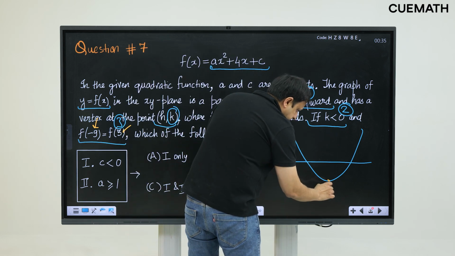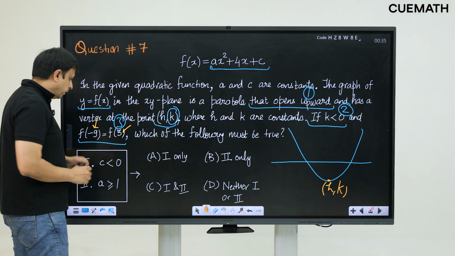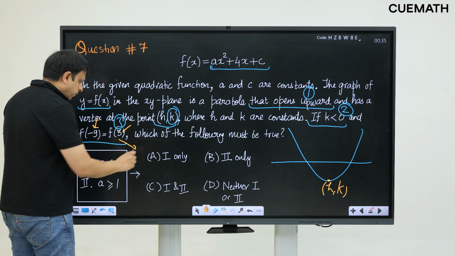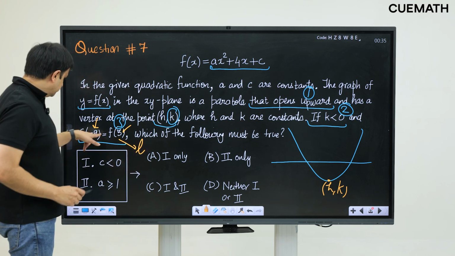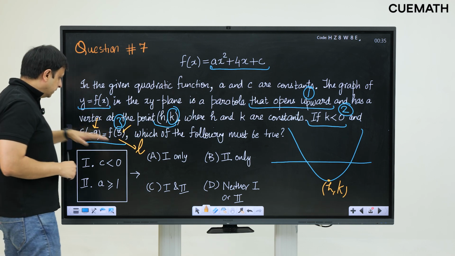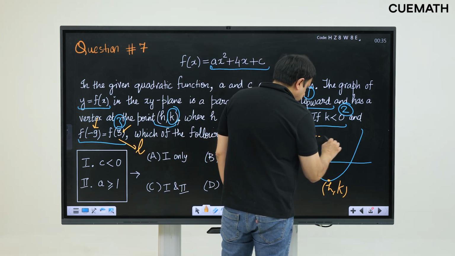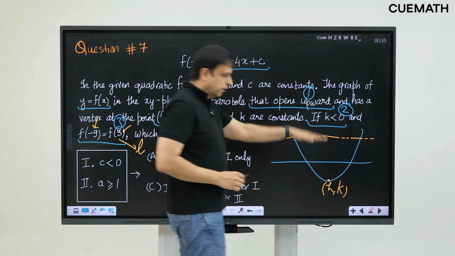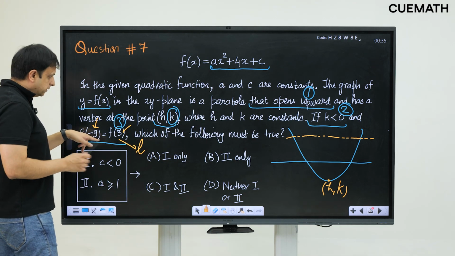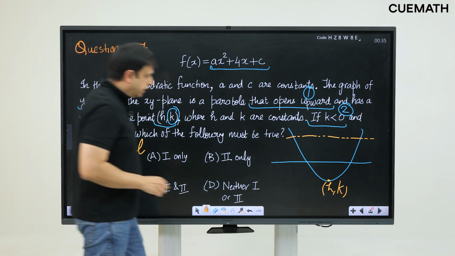So, the vertex here is h comma k, and f of minus 9 is equal to f of 3, and let us assume that both of these are equal to, let us say, some value L. If you think about this graphically, what does this mean? This means that if you draw a line at y equal to L, a line whose vertical level is L, it will intersect the parabola at 2 points, one where the x coordinate is minus 9 and one where the x coordinate is 3.